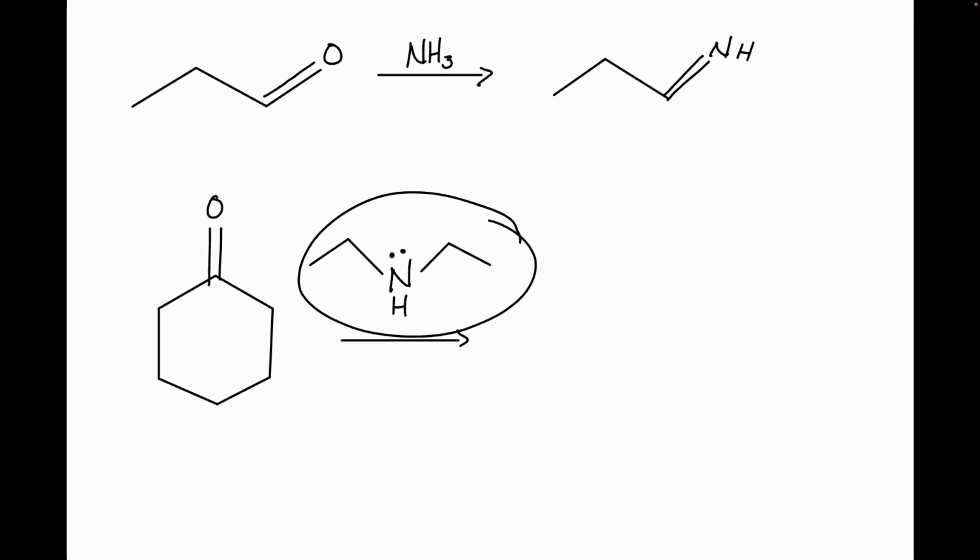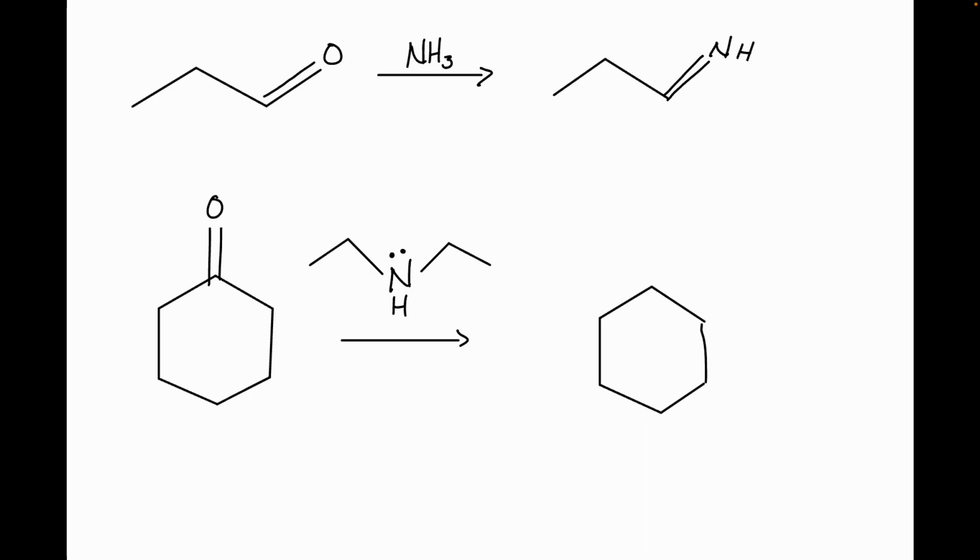This diethylamine is going to be a secondary amine. So again, we'll have the nitrogen replacing the oxygen, but not as a double bond, because it doesn't have enough hydrogens to be removed. So it's just going to be a single bond, which means that hydrogen had to be removed from this neighboring carbon. All right, so in the first example, we get our imine product. In the second example, we get our enamine product.